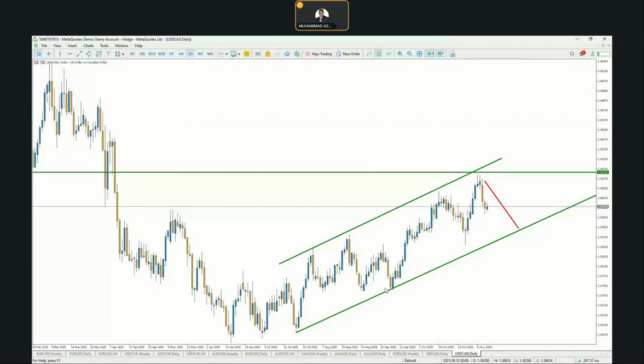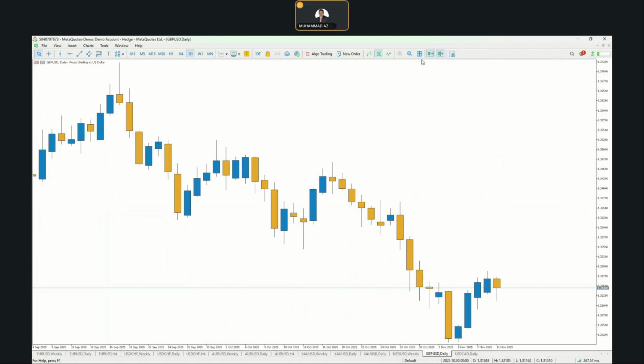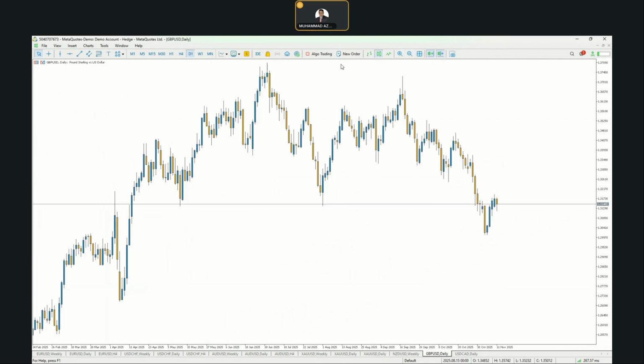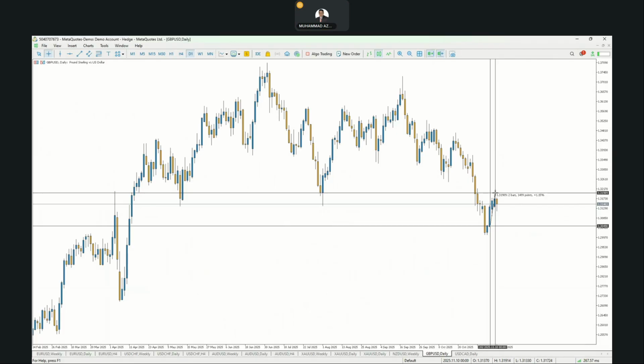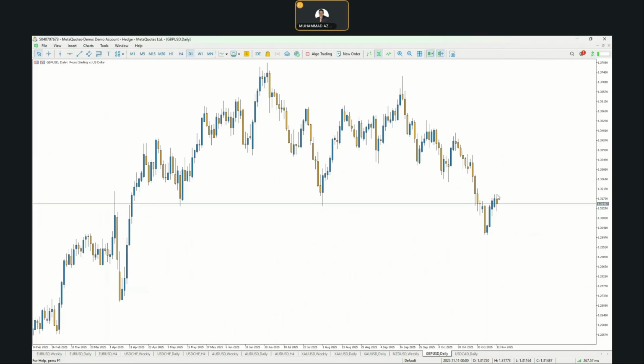Let me show you the chart of the GBPUSD currency pair. So over here, if I zoom out a little bit, this is the daily time frame of the GBPUSD currency pair. So we got this news announcement on November 6th and the market rallied up over here. So price action actually moved up in the GBPUSD currency pair.